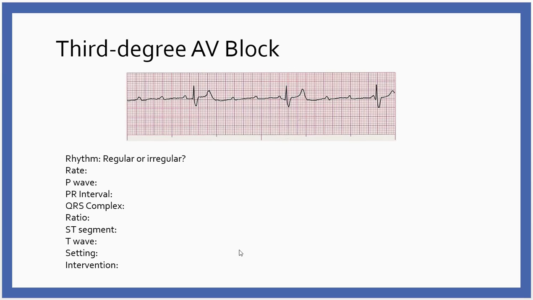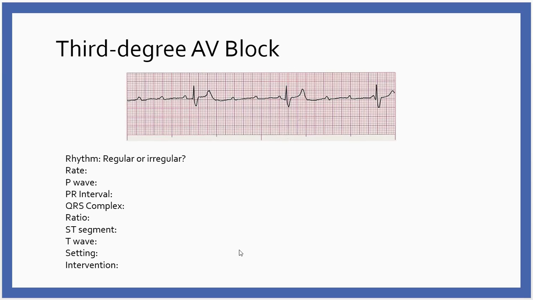We want to make sure that we've got a TCP available. If they're unstable, then we're going to go ahead and, technically speaking, the ACLS protocol is to give atropine. Atropine is only going to increase the rate of the P waves. It's probably not going to help with your QRSs. So get the pacer in the room, TCP, because we need to pace this patient and get them going a little bit faster. We need to figure out what the problem is.